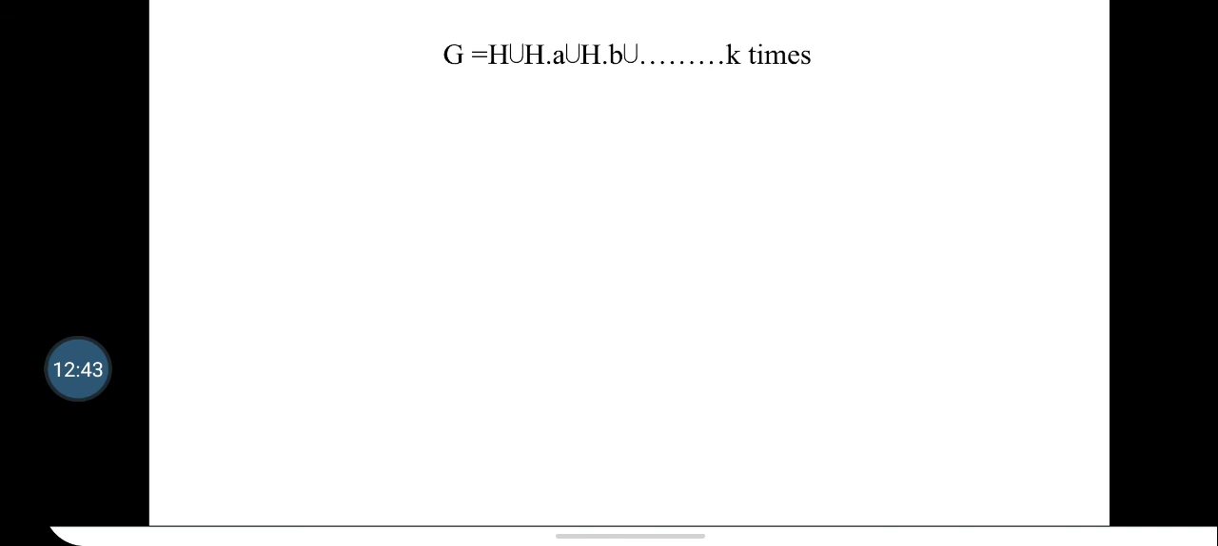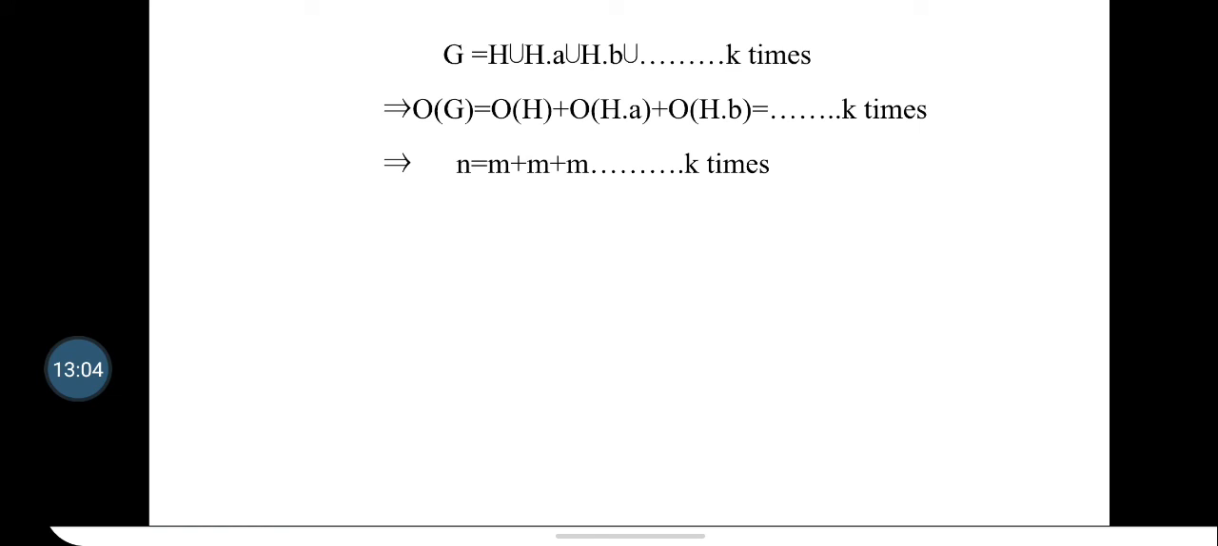So G is equal to H union H into a union H into b and so on, K times. Then order of G is equal to order of H plus order of H into a plus order of H into b, and so on, K times. What is order of G? Order of G is N. What is order of H and order of Ha? All these are M. So N is equal to M plus M plus M and so on, K times.